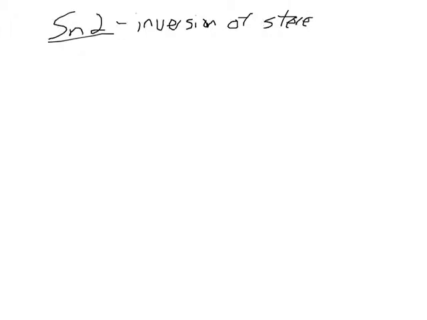So if we're going to do an SN2 reaction, one of the pieces of evidence we had for an SN2 reaction was that inversion of stereochemistry, right? Inversion of stereochemistry. So what that means is, someone ran a reaction.